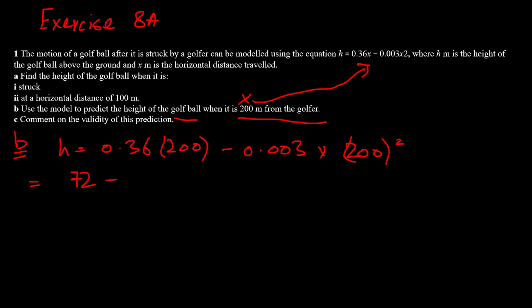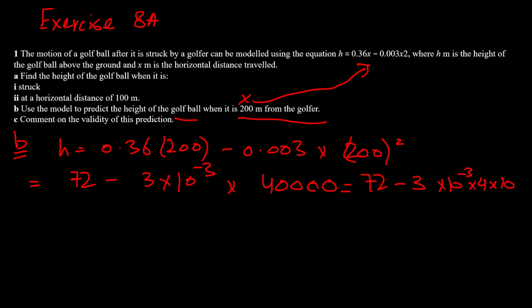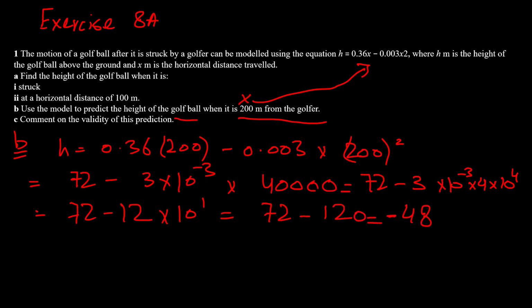(72) minus 3 into 10 raised to the power minus 3 times 200 squared, which is 40,000. It's negative 48. So what does this negative sign indicate? This negative sign indicates that our model has broken down, that our model cannot process it any further.